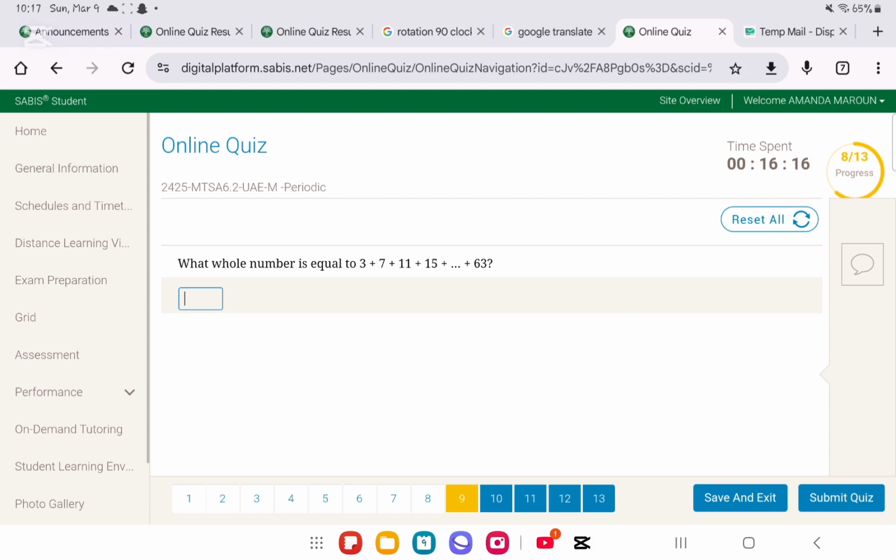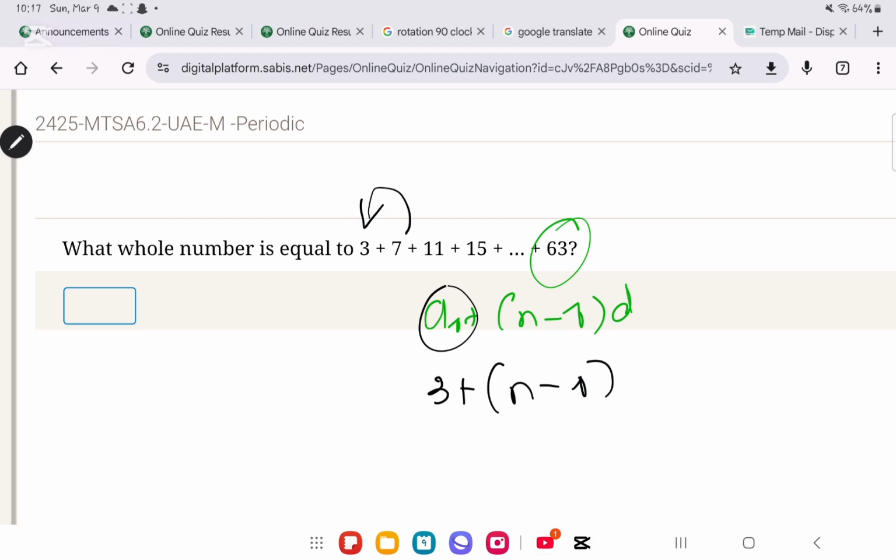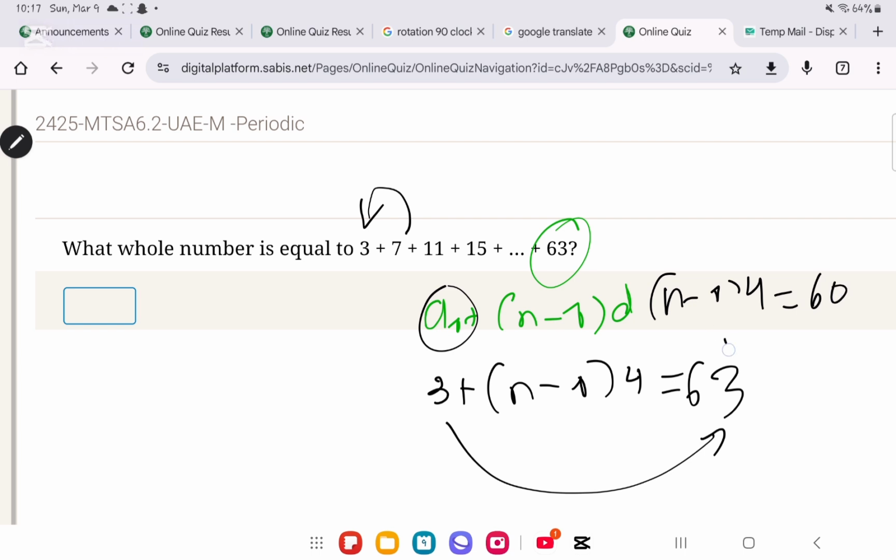In question number 9, they said, what whole number is equal to 3 plus 7 plus 11 plus 15 plus whatever? Very simply, you need to find the value of n. How do we find the value of n? By an equation. The equation is a1 plus n minus 1 times common difference d. So a1 is 3 plus n minus 1 times common difference, which is 7 minus 3, which is 4. It's equal to 63. Bring this to the other side, you will get that n minus 1 times 4 is equal to 60. So n minus 1 is equal to 15, so n is equal to 16.